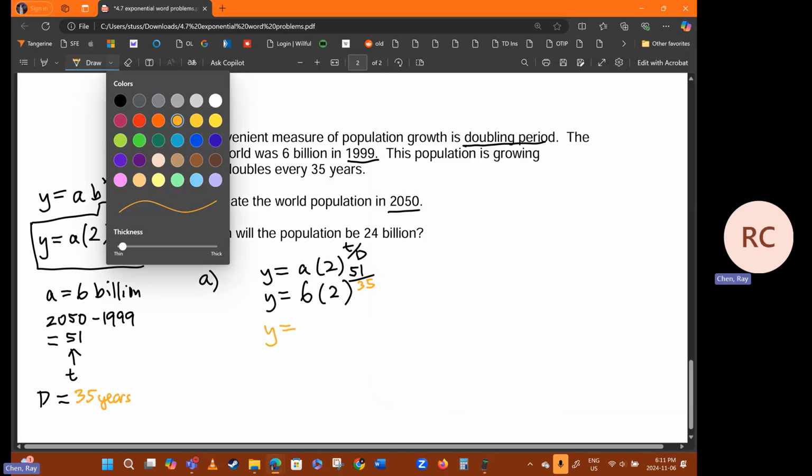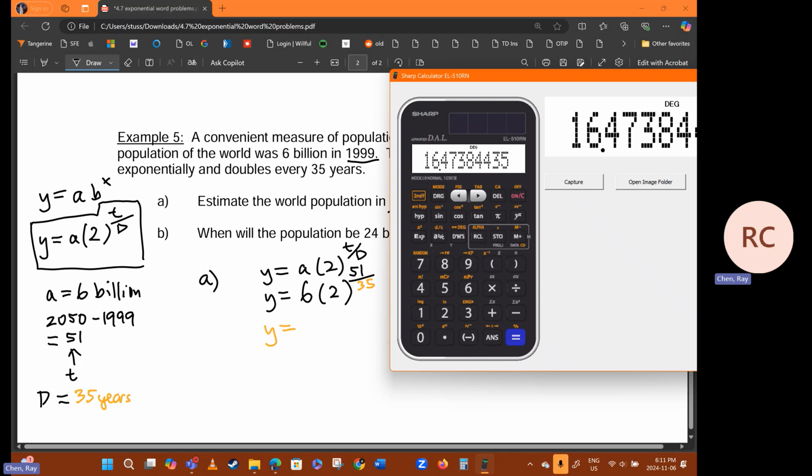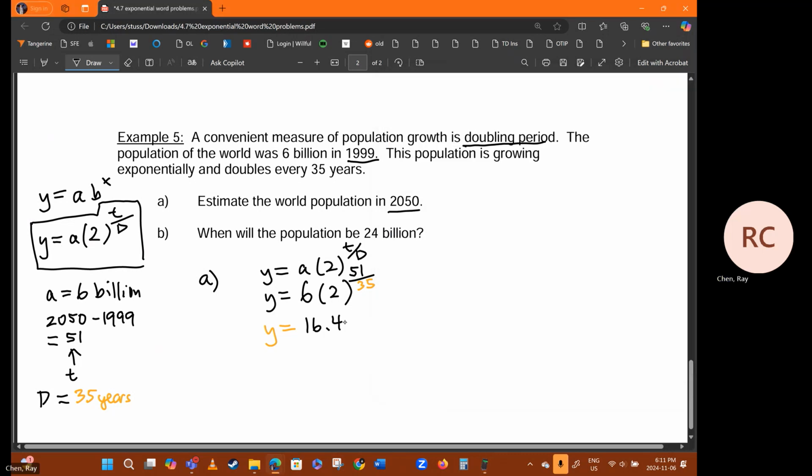So our answer is, oops, I should go back in black. Sorry about that. 16.473. I'll just say 16.47 if that's okay. And this represents billions of people. So in 2050, there will be 16.47 billion people. That's a reference, of course, right? So that's how we set this up.